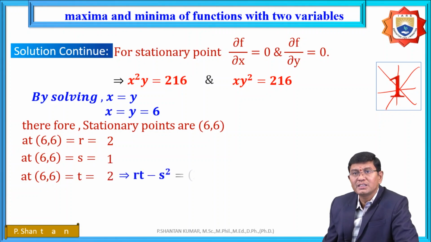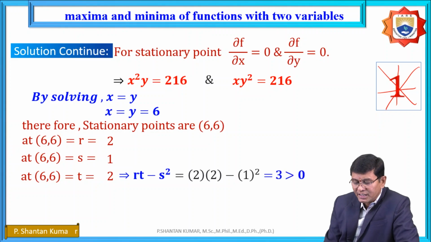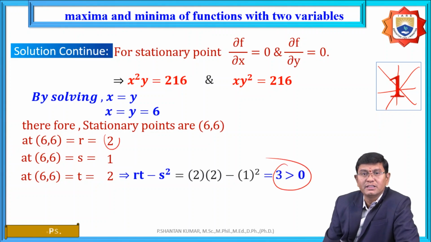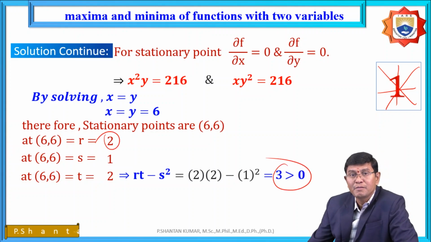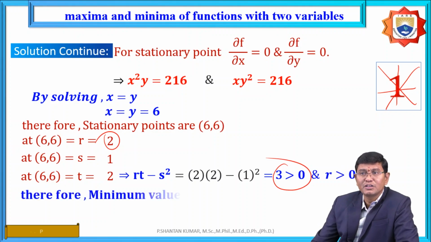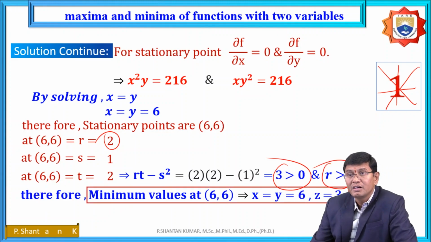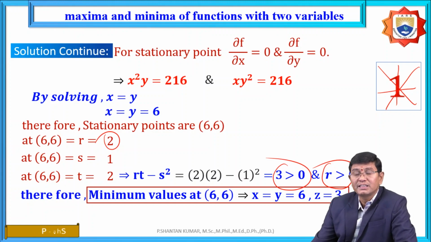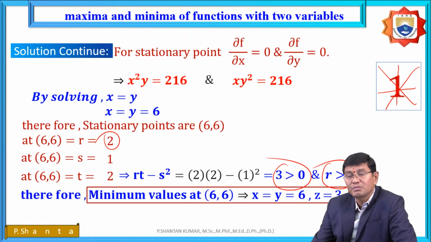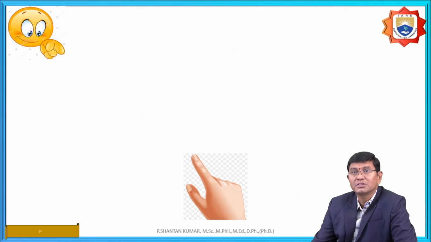And here rt minus s square is greater than 0, and r is also greater than 0, so the function has a minimum value. Because rt minus s square is greater than 0 and also r is greater than 0, the function has a minimum value. But we need the minimum value at the point of the given function. Therefore, x is equal to y, and y is equal to 6. Therefore, z is equal to 3 is the final solution.